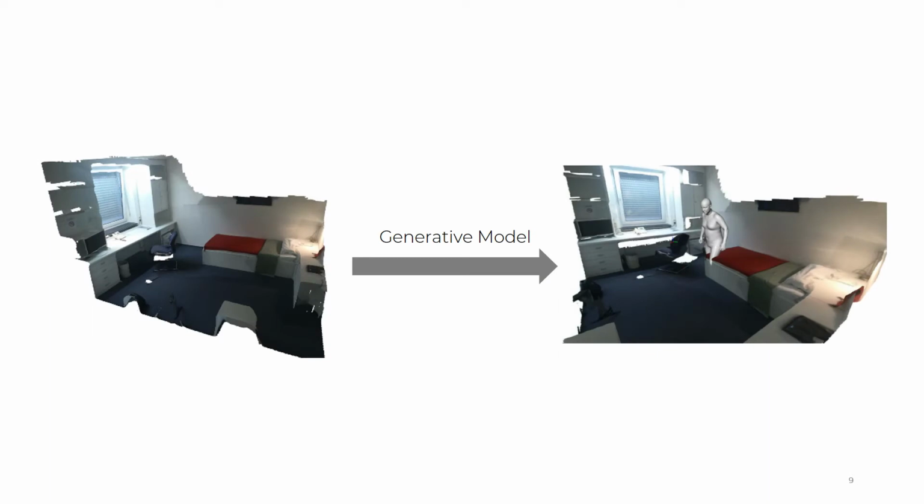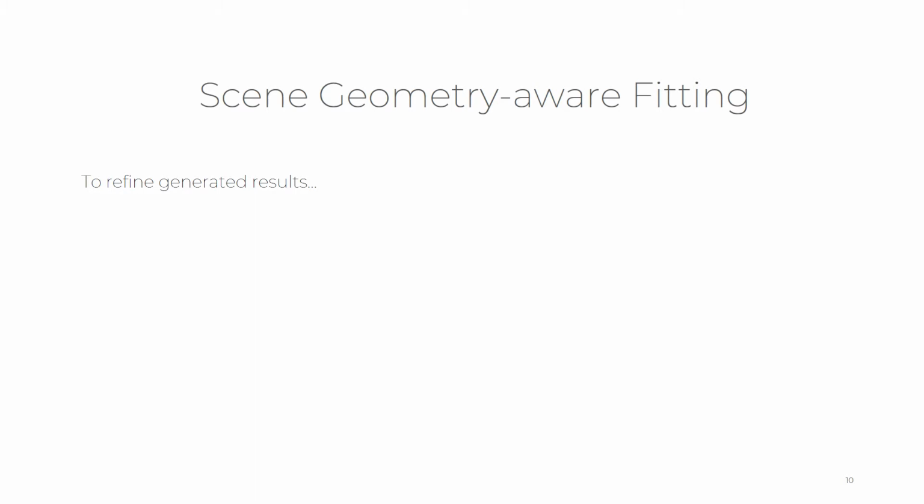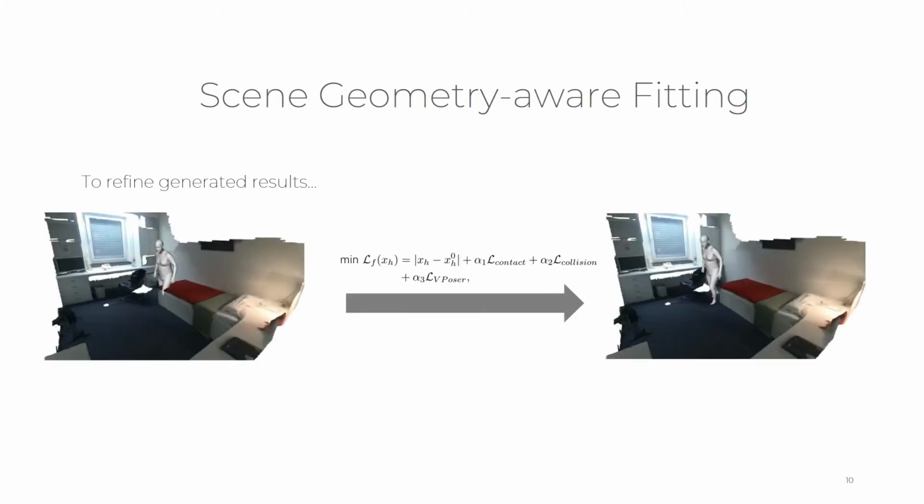Using the trained model, we can put bodies into an empty test scene. We can see this body has plausible configurations, but implausible interactions with the scene. To refine generated results, we perform an optimization step to apply the human-scene interaction constraint in the test scene. We can find that this body-scene interpenetration disappears.